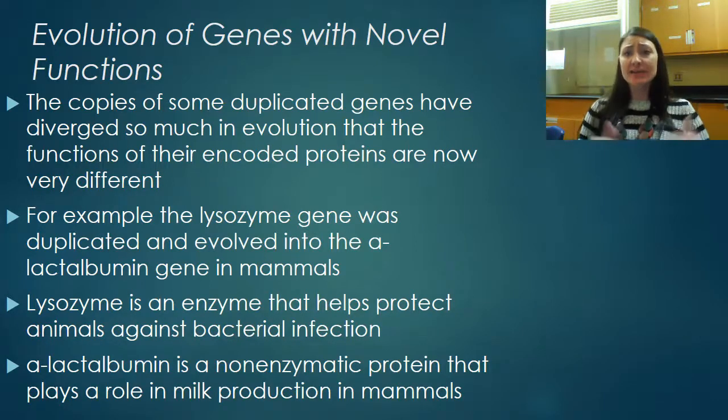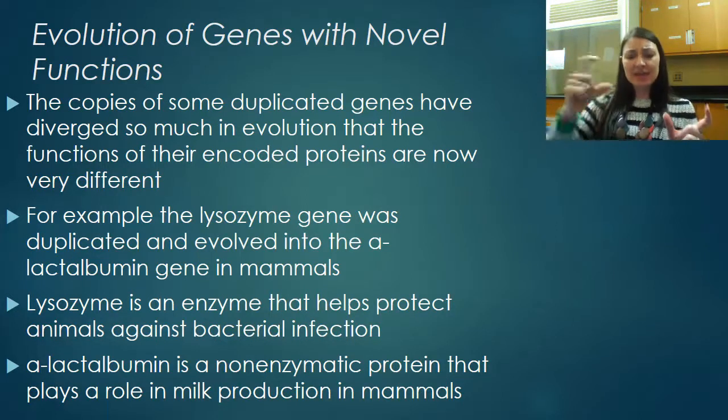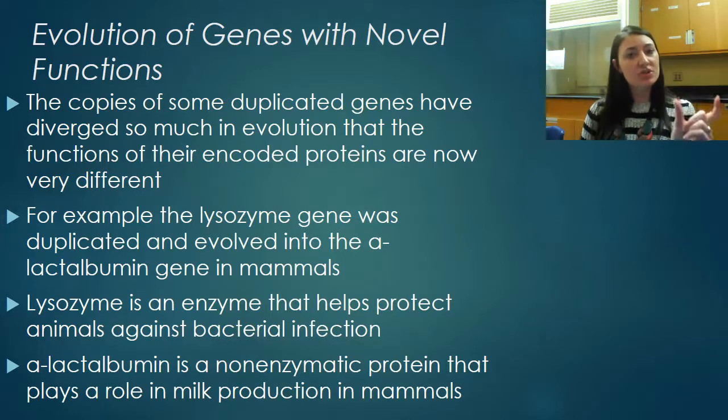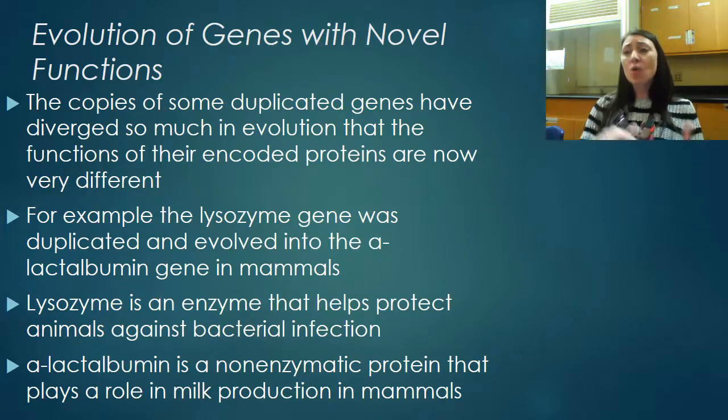The lysozyme gene, as it was initially, had its original function as an enzyme that helps to protect animals against bacterial infections. Once that gene was duplicated, the other copy of the lysozyme gene mutated into alpha-lactalbumin, which is a non-enzymatic protein that plays a role in milk production in mammals. So we start out with just a simple duplication event, and after mutations, we still have our functional original lysozyme gene. But now we have this novel new gene that plays a role in milk production, which has a whole new function compared to the original gene's function.